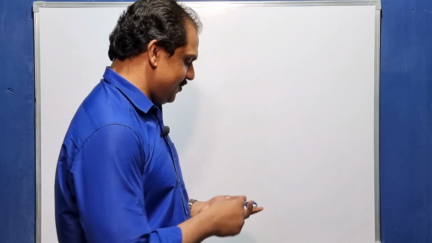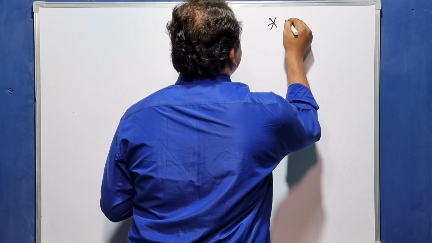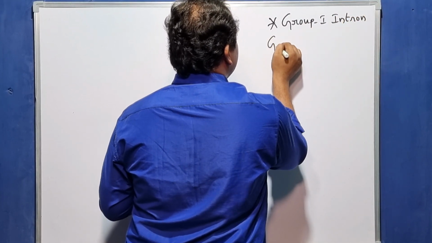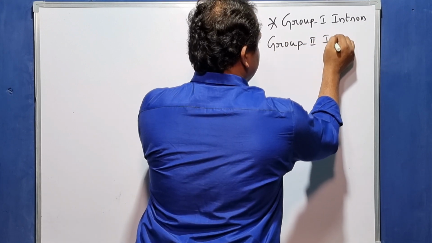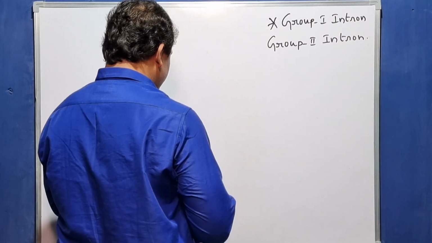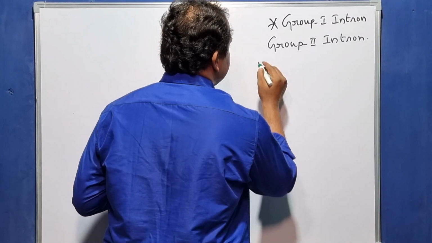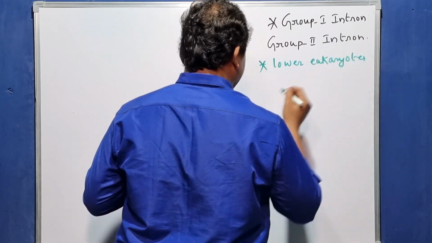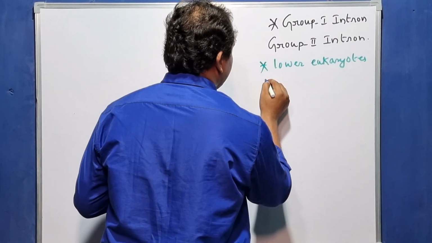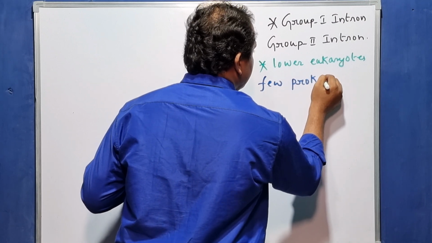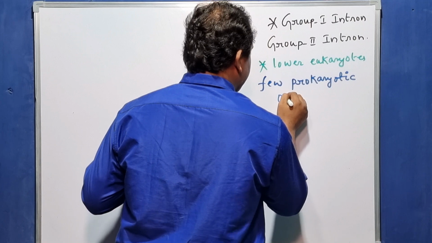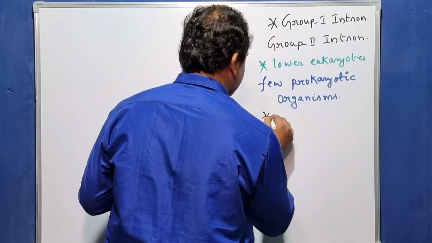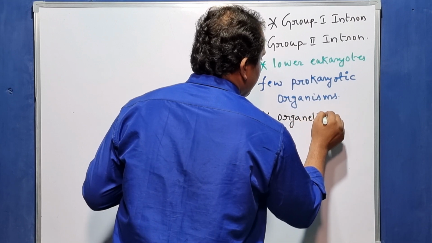So let me write it on the board. Group 1 introns and group 2 introns. These group 1 introns and group 2 introns are very abundant in lower eukaryotes and a few prokaryotic organisms, and even in the organelle genome, like the chloroplast genome and the mitochondrial genome.